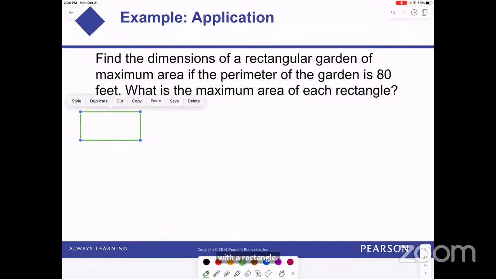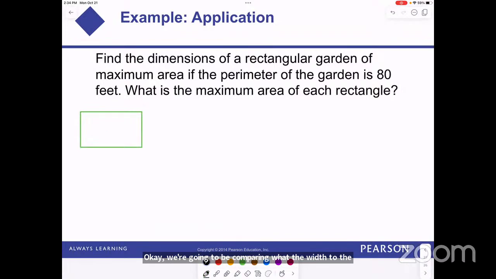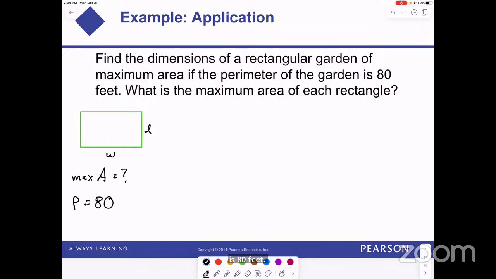Something like that. Okay, we're going to be comparing the width to the length. We want to maximize the area. It says the perimeter is 80 feet. So when you see one tick mark like that, in this context, it just means feet. Double tick mark would mean inches.